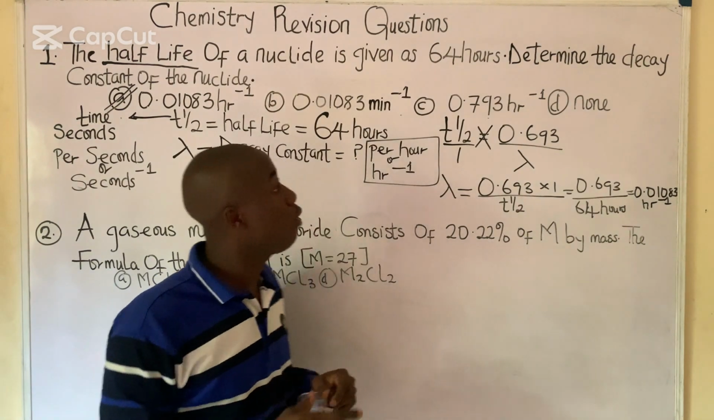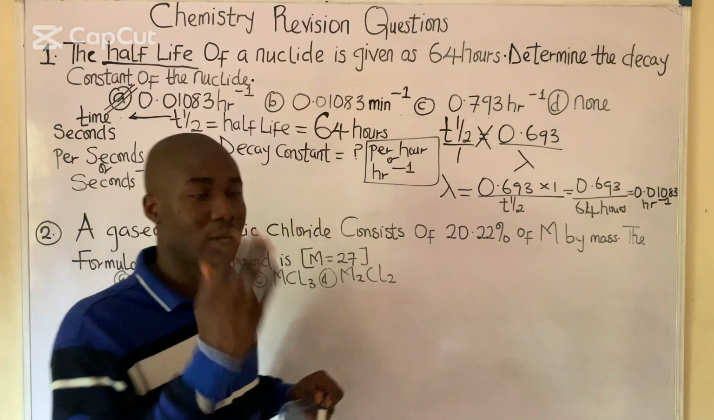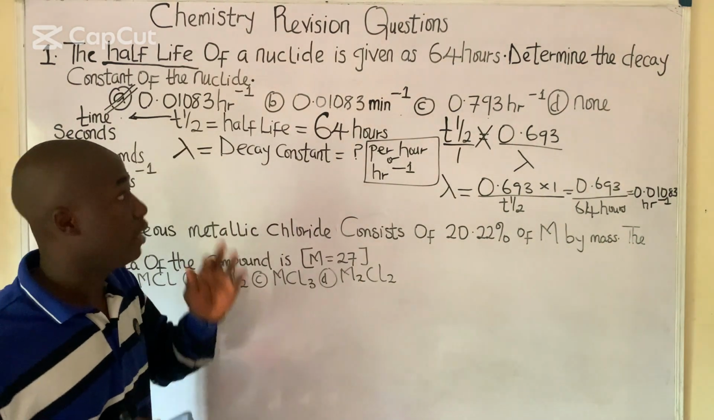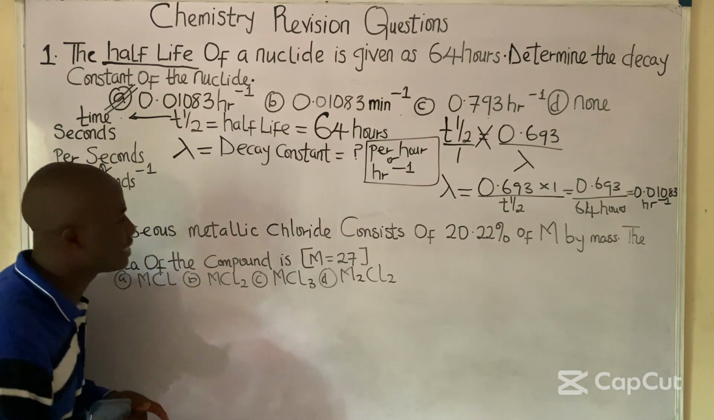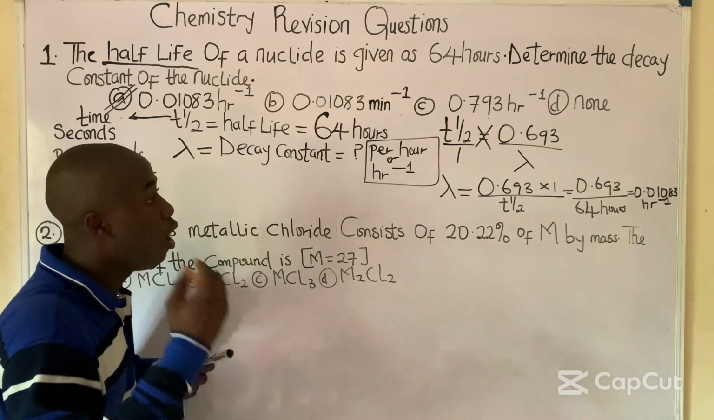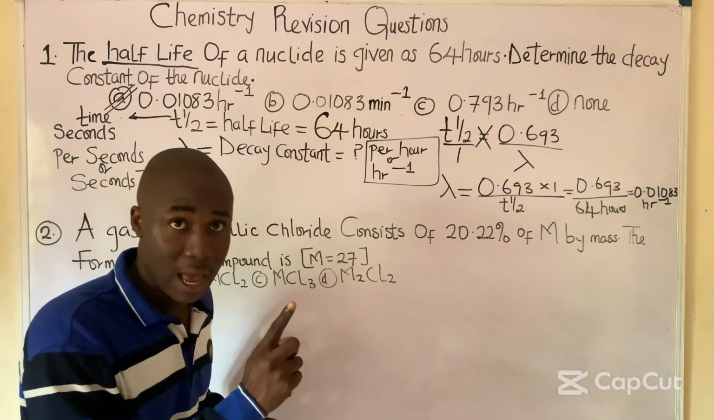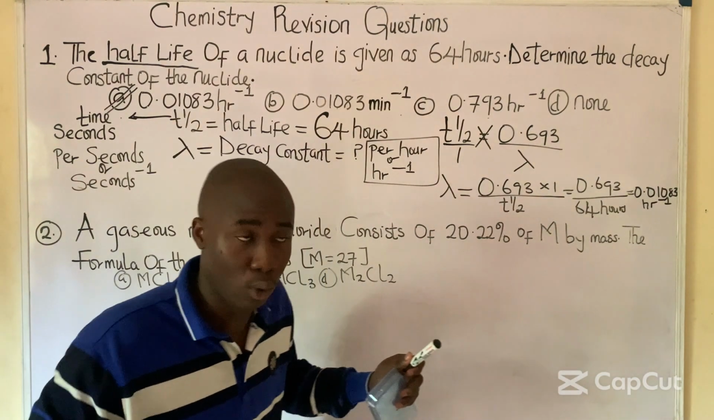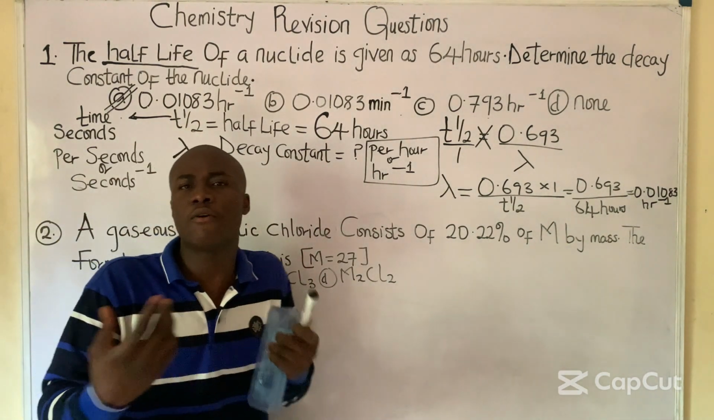So you can see how questions like this are tackled without stress. You have to be careful so that you don't miss the answer. So let's get into question number 2, which says a gaseous metallic chloride contains 20.22% of M, which is the metal, by mass. The metal here is unknown. The formula of the compound is... so they're not asking us what's the formula of the compound.